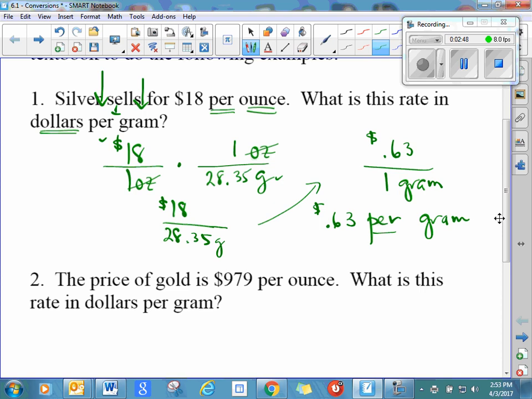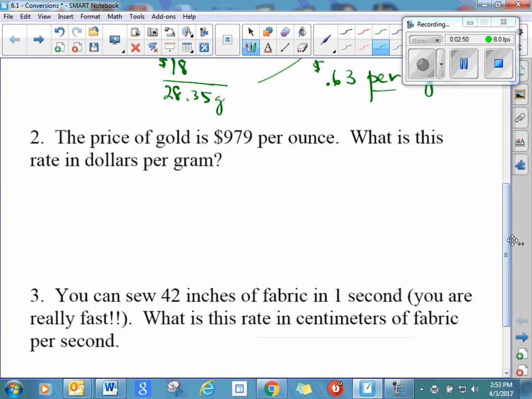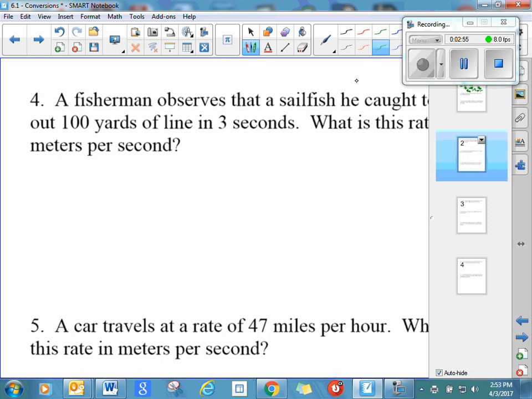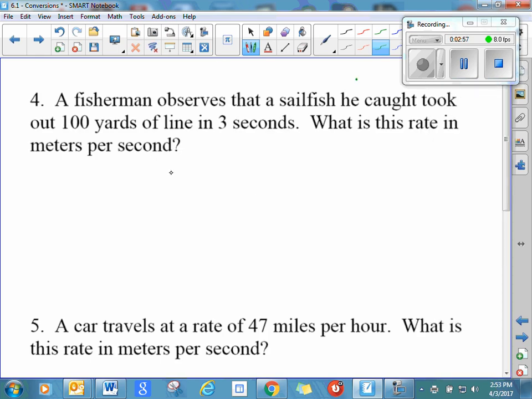I want to do one that's a double conversion, so I'm going to skip down to number 4. It's on the next page for me. And it is asking us to go from 100 yards in 3 seconds to meters per second. Oh, this is still a single conversion. All right, I'll do a double in a minute. So let's start with what we're given. We're given 100 yards in 3 seconds.